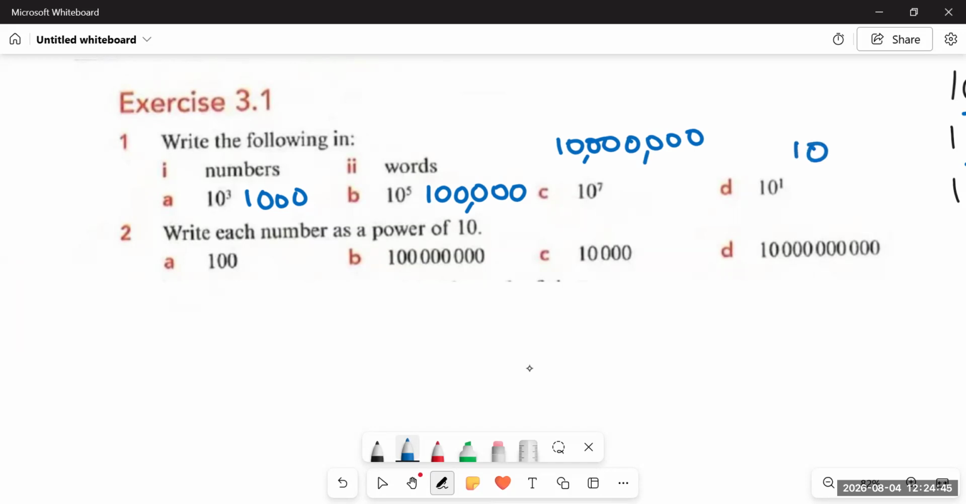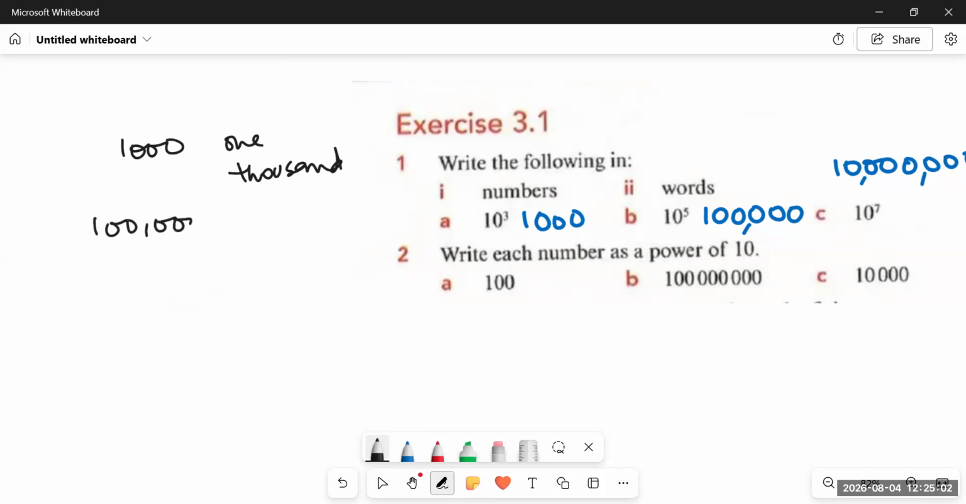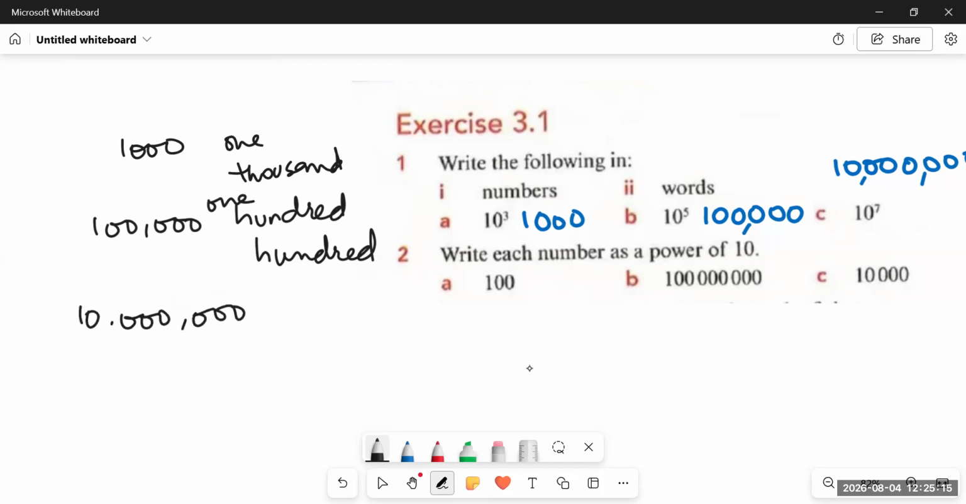And when we have to write down in words, 10 power 3 is 1000. 10 power 5 is 100,000. The next one has 7 zeros, so that's 10 million, right? And 10 power 1 is a 10, simple.